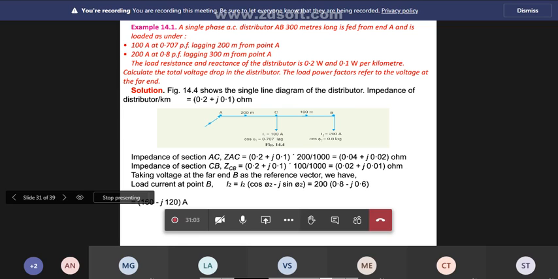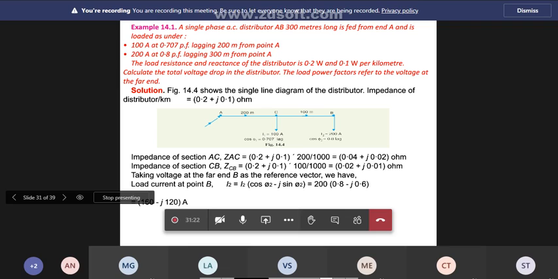Next, impedance of section CB, Z_CB, is 0.2 plus j 0.1. What is the distance? 100 by 1000. So this is 0.02 plus j 0.01 ohm. Generally, in the problem it is 0.2 plus j 0.1 ohm per kilometer.